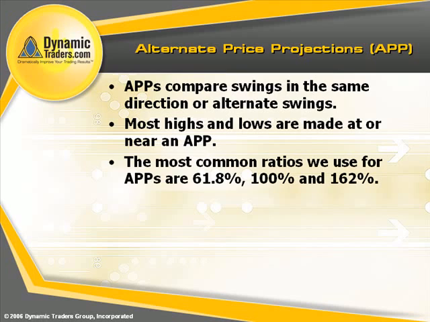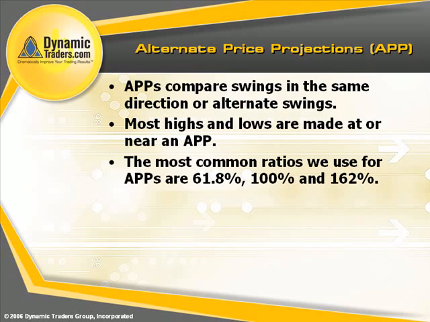So we have the three alternate price projections on the chart. And just like with the retracements, at least in our dynamic trader program, we have all the relevant data right on the chart, right on the line with each of the price projections. So we have the actual price, we have what type of projection it is, APP, our alternate price projection, and the ratio that was used to make that particular projection. So we've made the three projections on the chart.